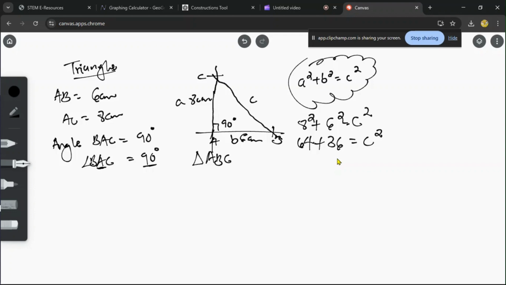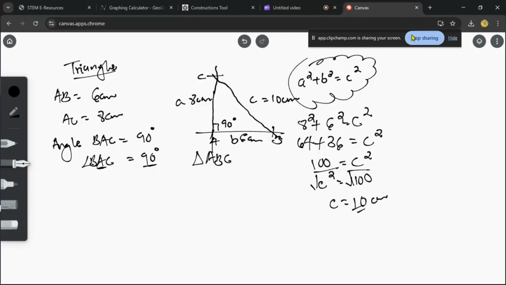So 64 plus 36 gives me 100, which is equal to c squared. If I want to get c, I'll get the square root of that. The square root of 100, you can use a calculator or the factor method, is 10. Therefore, this distance is 10 centimeters. I believe you have no problem with getting the square root of 100, which gives me 10.